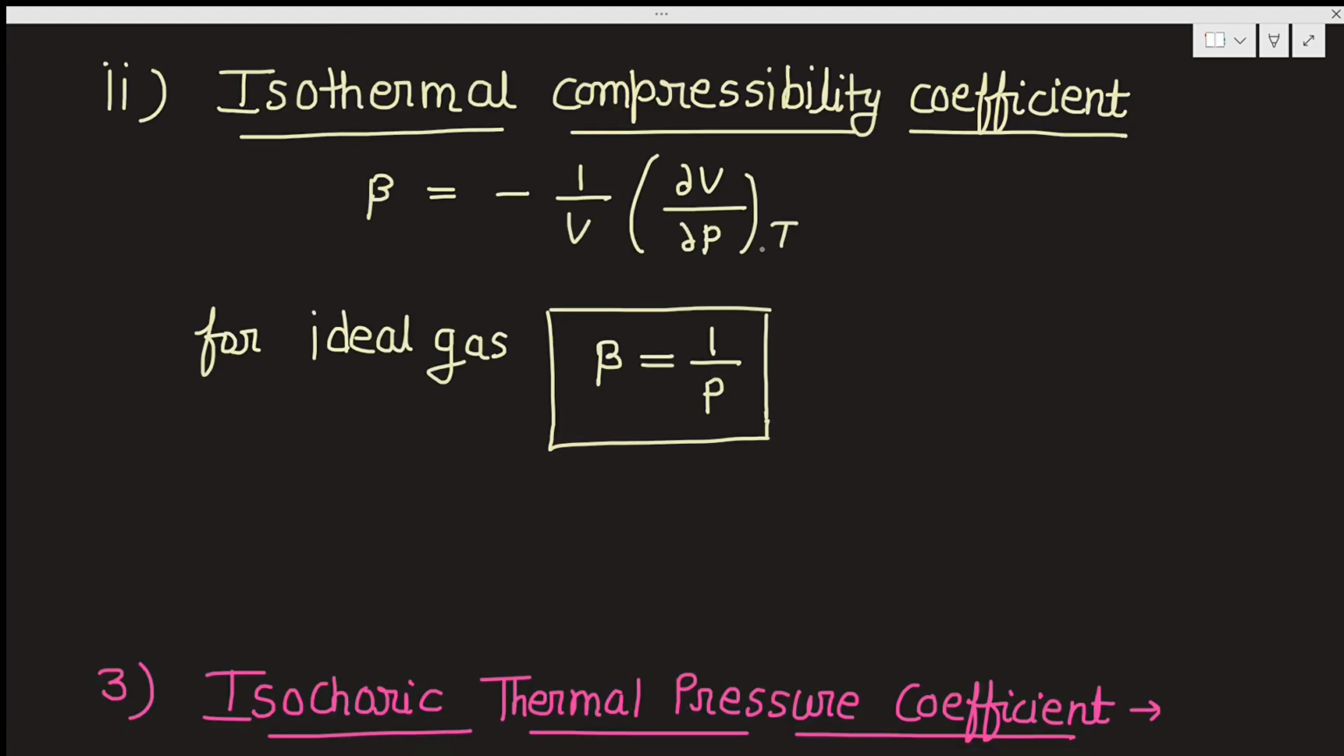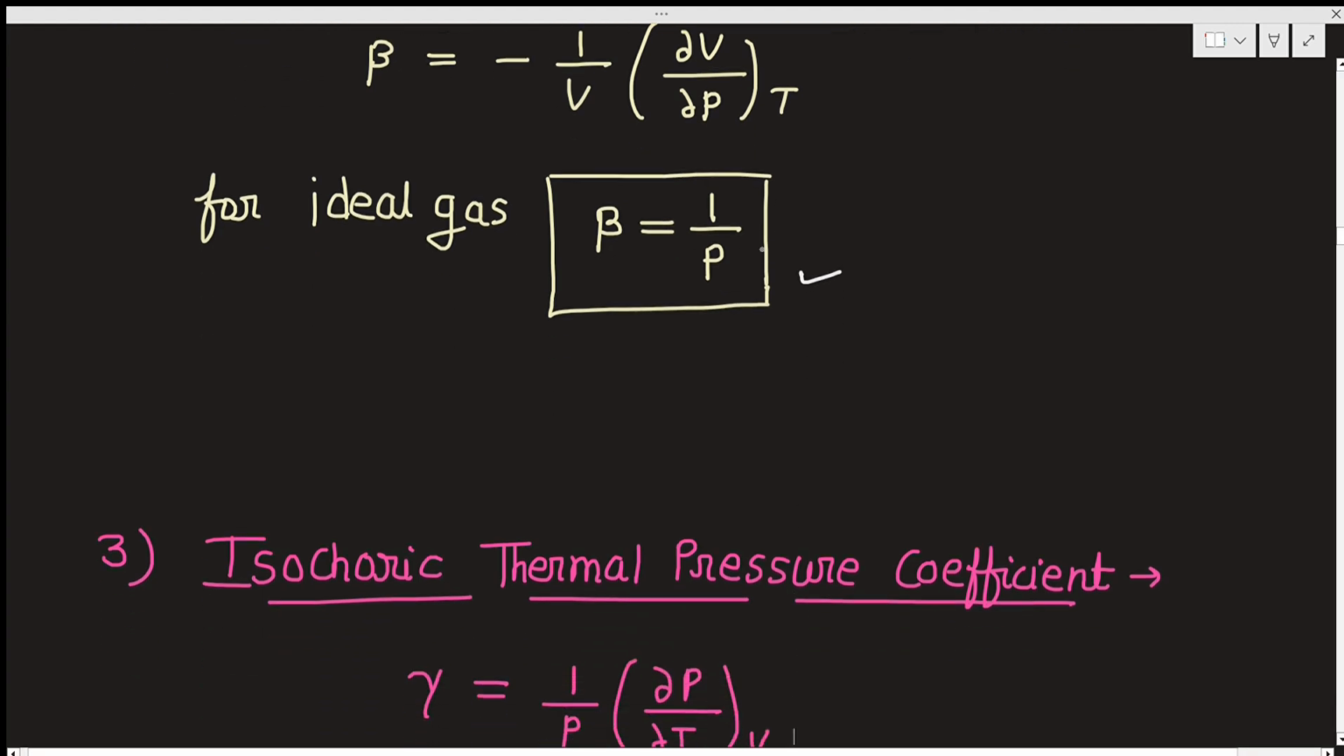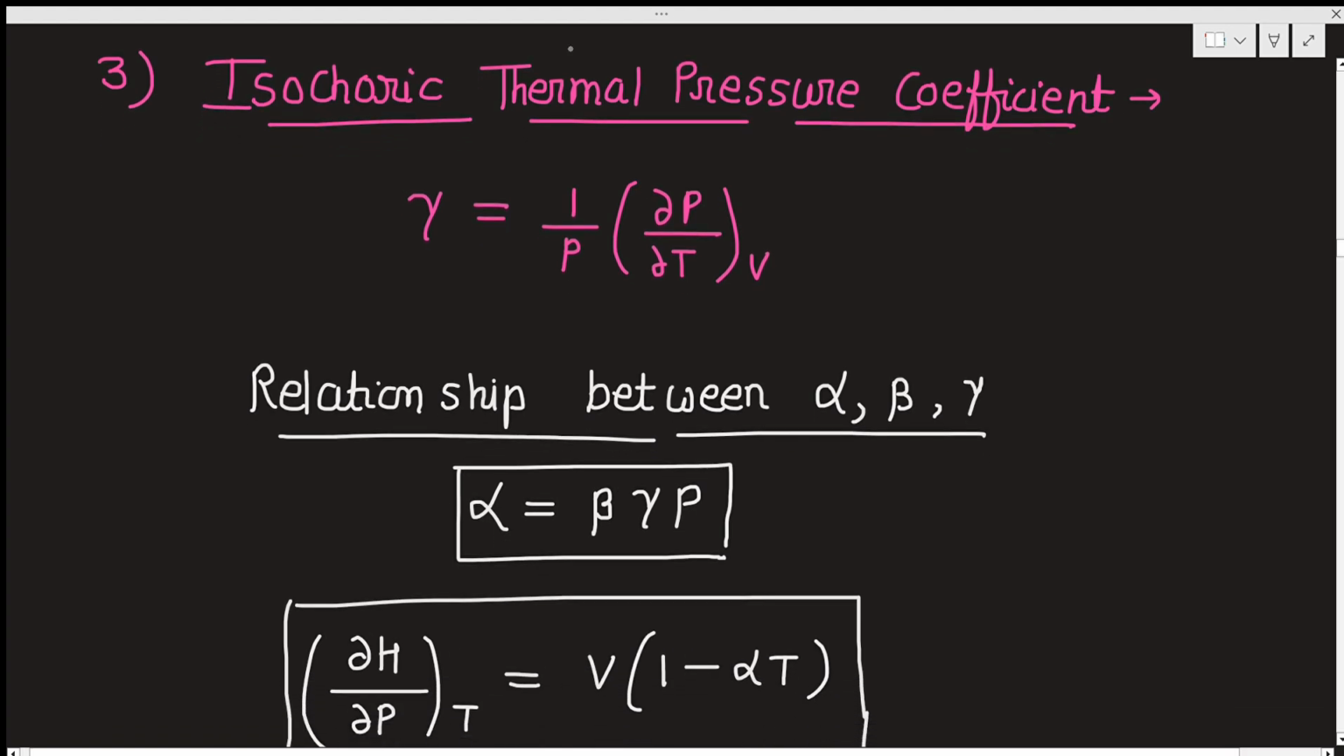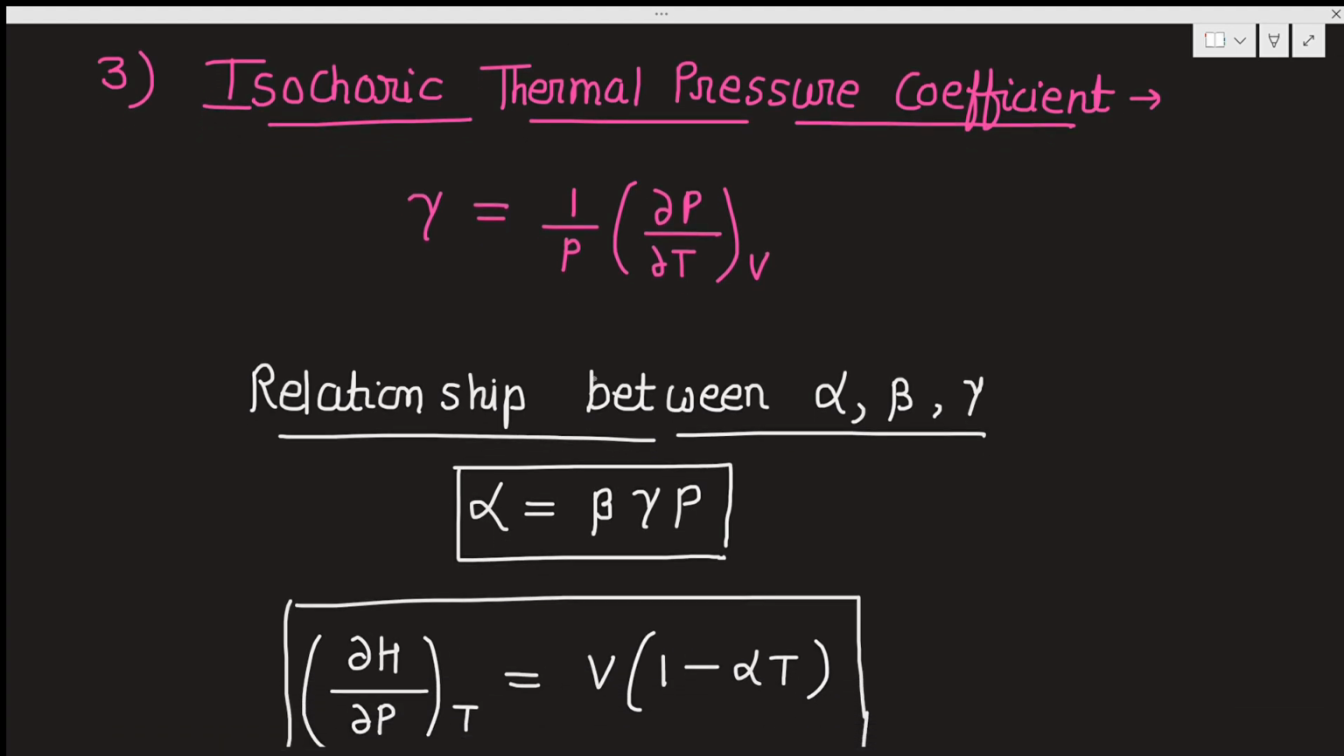The next thing is the isothermal compressibility coefficient. Beta is equal to minus 1 upon V del V upon del P at constant temperature. This denotes the change of the volume with respect to pressure at constant temperature. For an ideal gas, it is equal to 1 upon P. The next one is the isochoric thermal pressure coefficient, gamma. It is given by 1 upon P del P upon del T at constant V. It shows the change of pressure with respect to temperature at constant volume.